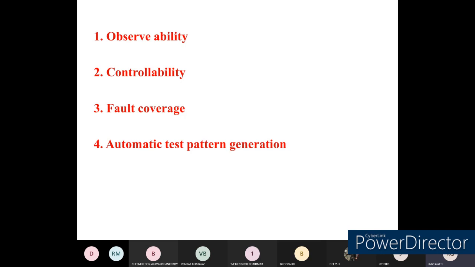The next one is automatic test pattern generation. This is a very important methodology which we use in IC industries in order to find out the faults with the use of fewer input sequences, that is, special input sequences. With these special input sequences, it is possible for us to identify the faults in all the circuits. Those mechanisms we call automatic test pattern generation.